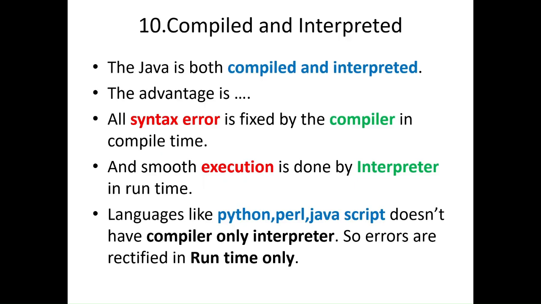Compiled and interpreted. In Java we have both a compiler as well as an interpreter. During compile time, the compiler takes care of syntax errors, type compatibility checking and all. Once that is done and it is compiled into bytecode, the interpreter comes into the picture and starts executing line by line. So the interpreter checks the program line by line and plays its role during runtime. At compile time, the compiler plays the role of checking the syntax errors and other things.